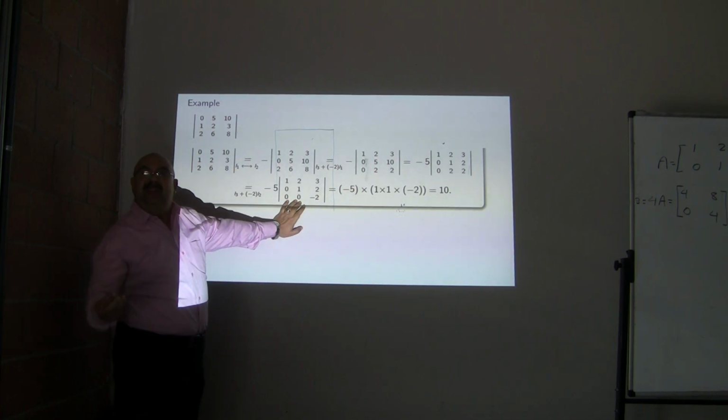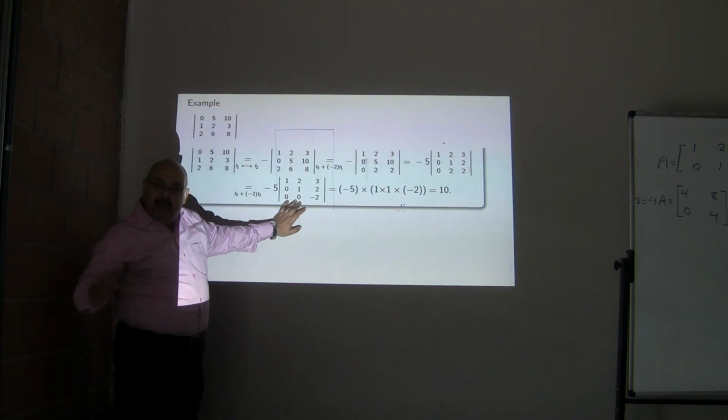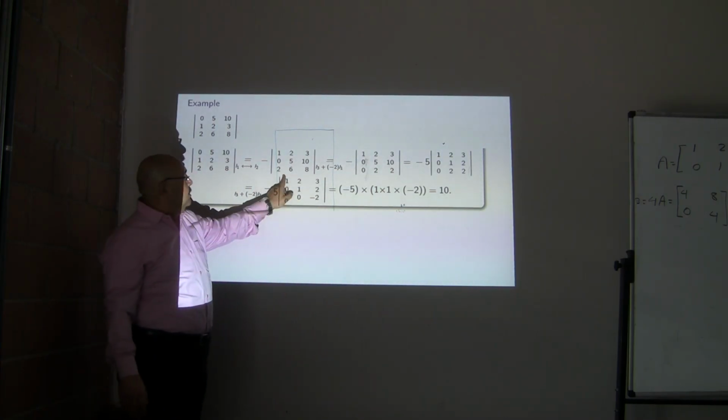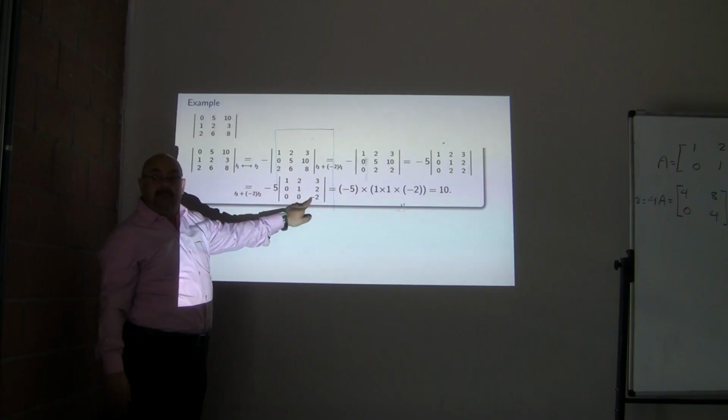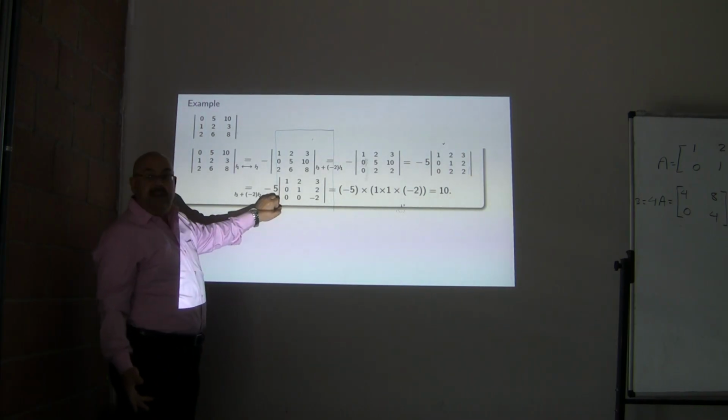What's the gain of evaluating a determinant for an echelon 4 matrix? The value will equal the product of the elements of the principal diagonal. Multiply the elements of the principal diagonal: 1 times 1 times negative 2, which is negative 2. Then negative 2 times negative 5.